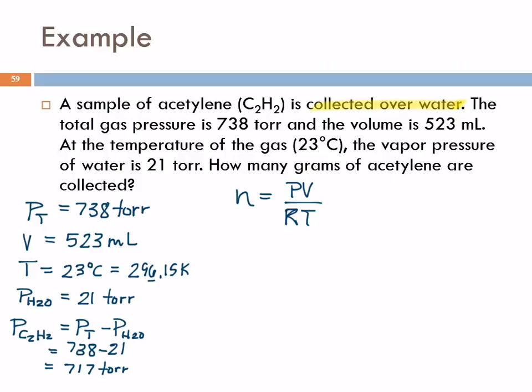What unit are we going to have to convert that to? Atmospheres. Divided by 760. So 717 divided by 760, 0.94342 atmospheres. And our volume needs to be in liters. 523 milliliters is how many liters? 0.523. Because that's about half of a liter.